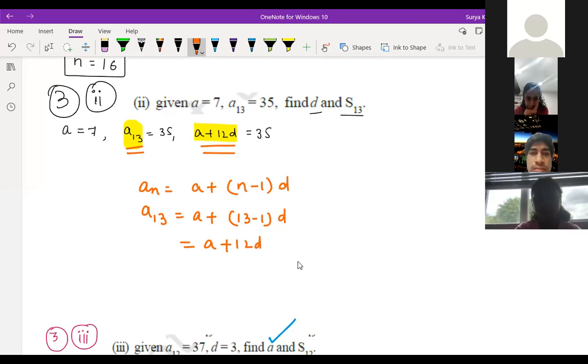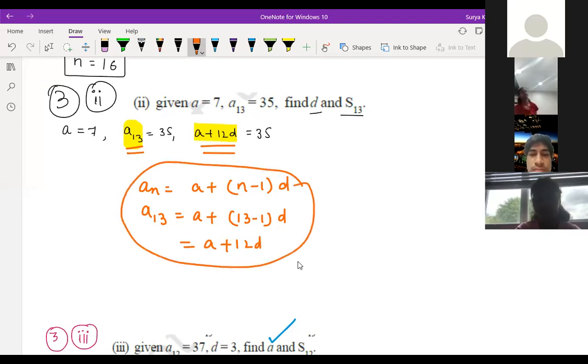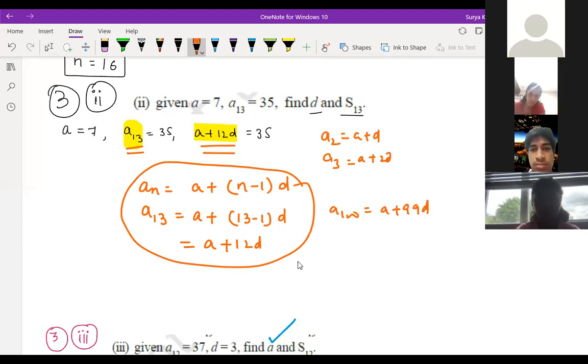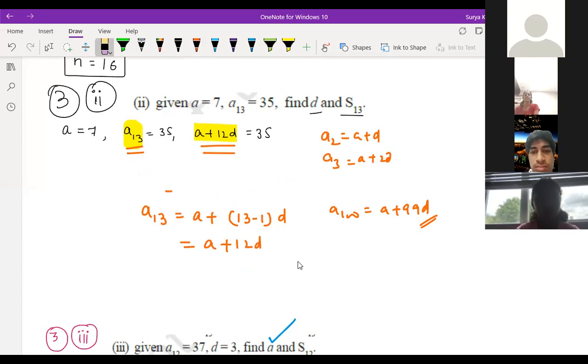Understood? Instead of doing all this, we are doing a13 is equals to a plus 12d. In the introduction class, I told you, no, Chanchal, that a2 is equals to a plus d, a3 is equals to a plus 2d, a100 is equals to a plus 99d. Do you remember? Yes, sir. So that only method we are applying over here. No need to mug up the same formula a plus n minus 1 into d. Is this clear to everyone?